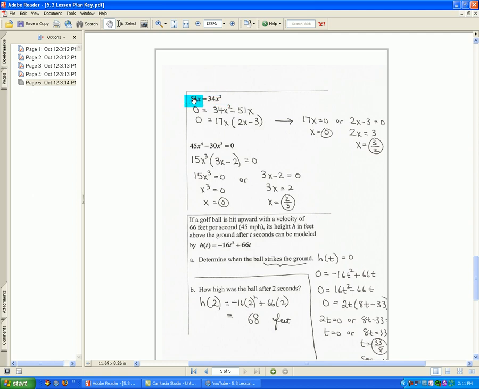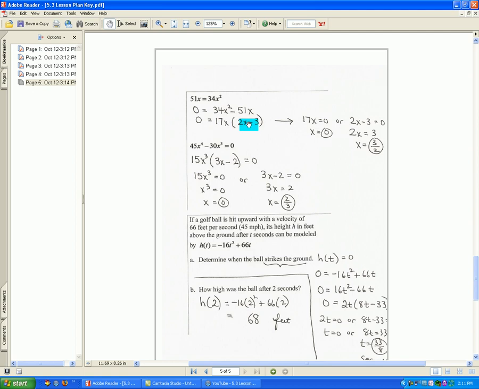I am going to take the 51x and move it over to the right by subtraction. So we're subtracting it from both sides. 0 equals 34x squared minus 51x. Once we have the 0 established, we factor. The greatest common factor is a 17x, leaving me with a 2x minus 3.